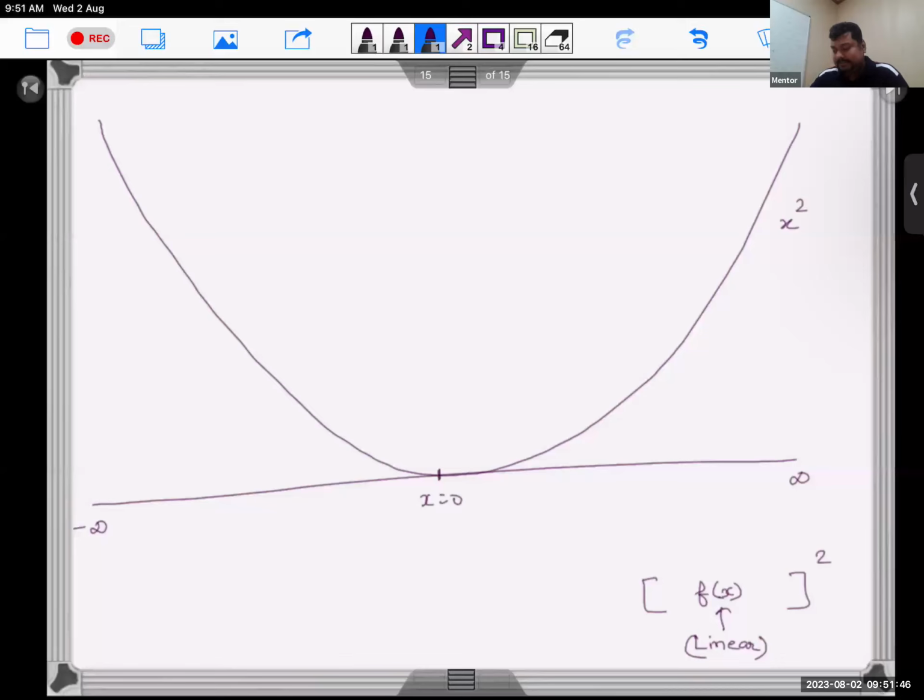So keep this in mind. This is a good rule to remember. As long as the function is linear and if you square it up, any function which is linear and if you square it up, that function is always going to be differentiable because it will be smooth. So any squared function is differentiable as long as the inner thing is linear.